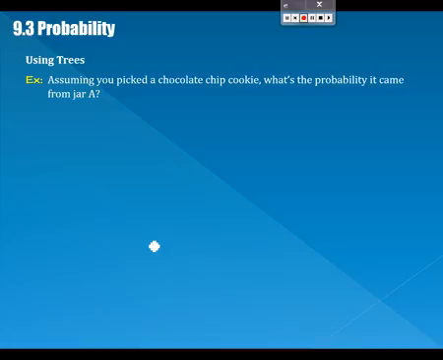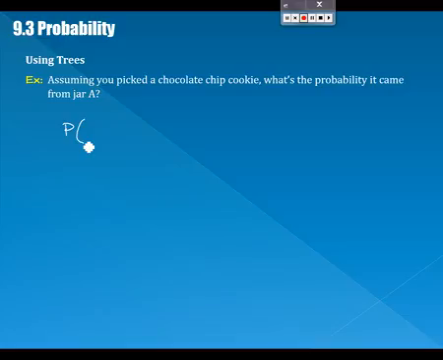Assuming you picked a chocolate chip cookie, what's the probability it came from jar A? That is, I see you walking out of the kitchen with a chocolate chip cookie. What's the probability that you had your hand in jar A a second ago? Right? This is the question. Is that clear? It's a completely good English sentence. Now how do we think about that in terms of math? The math we've been talking about. What are we looking for? The probability of what? Can you give me some symbols here?